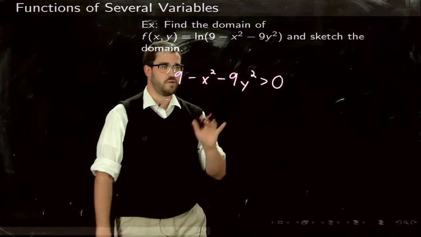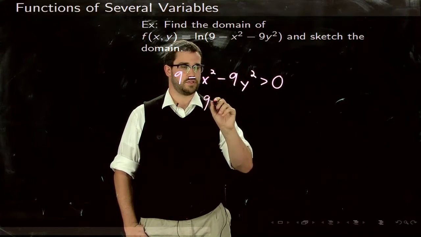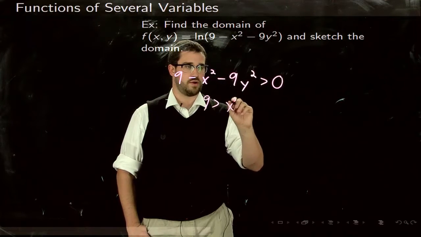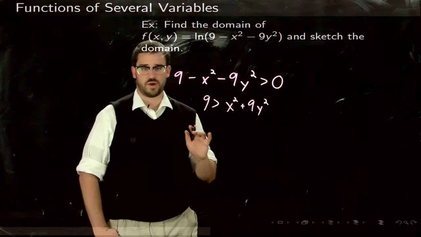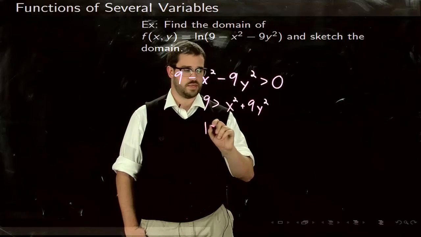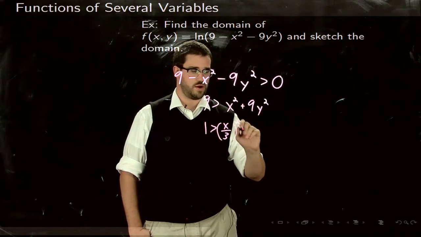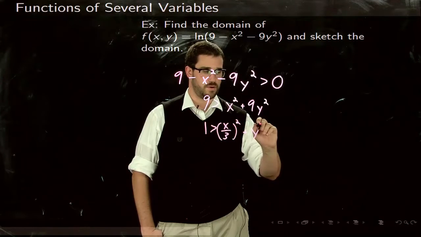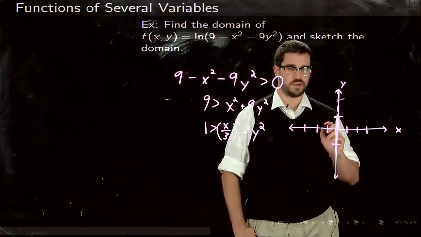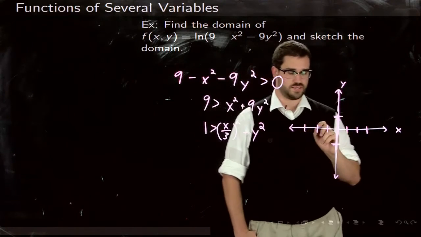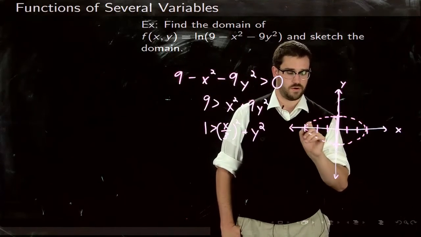So if we solve for this a little bit, we would say that 9 is greater than x squared plus 9y squared, which I'm going to write for now as 1 is greater than x over 3 quantity squared plus y squared. So what does this look like? If we graph this in R2 and set this equal to 1 instead, we would have the ellipse given here.